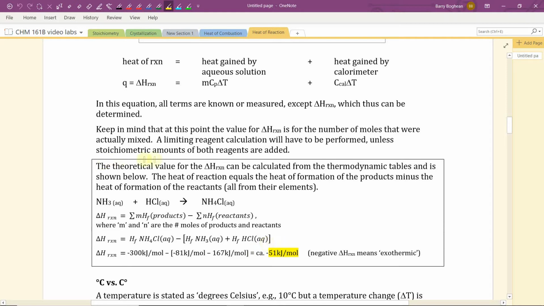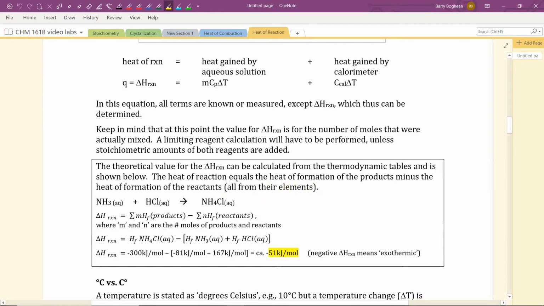Now, this information in the square box is not something you need to know for the first semester, but you'll cover this in a later course in physical chemistry, so I will explain it briefly here. The theoretical value for the heat of reaction is simply calculated from thermodynamic tables. The heat of reaction is the heat of formation of the products minus the heat of formation for the reactants, and all from their elements.